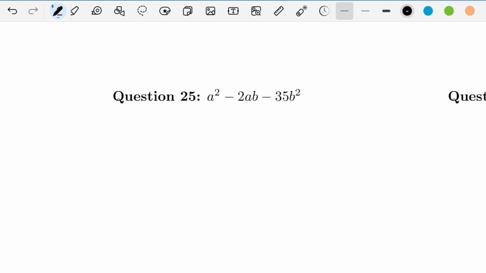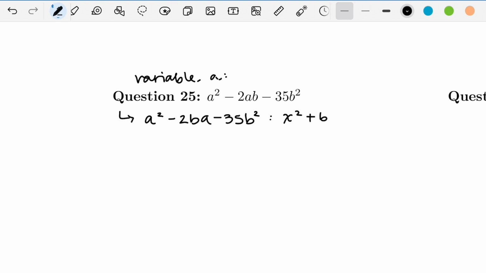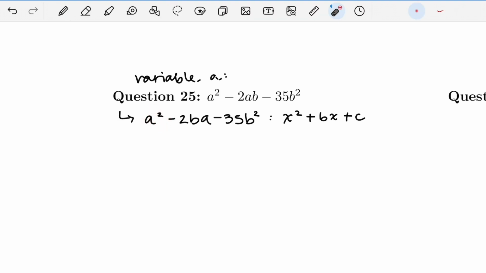Now this next example is a little more complicated, but what we're going to do first is just rewrite this trinomial like this here. Now in this case, if we just pay attention, we look at our variable a. Doing so, we'll see that this is actually in our standard form here. Now our standard form, if we're looking at our variable a, we're going to have some coefficient, in this case 1, in front of our a squared term. So that'll just be an imaginary 1 there.